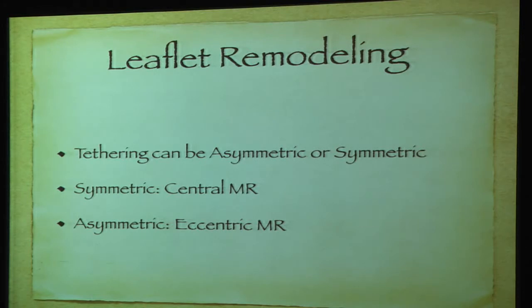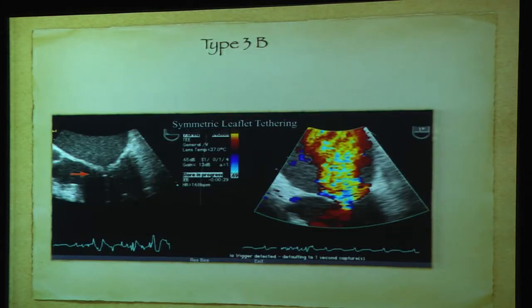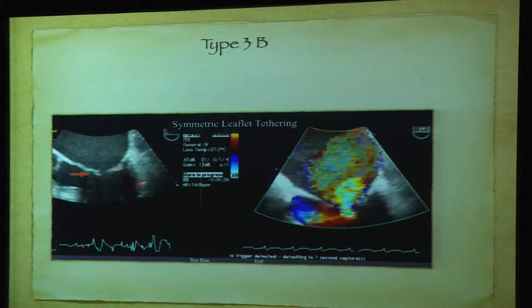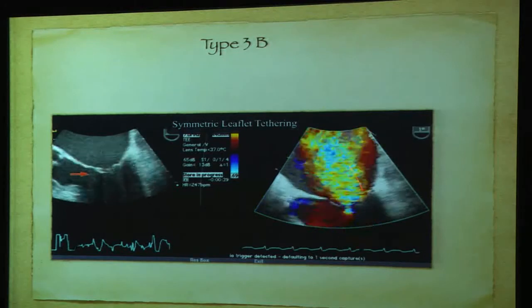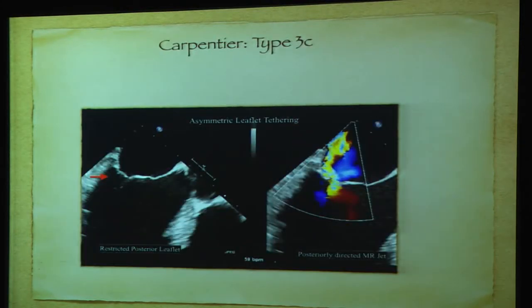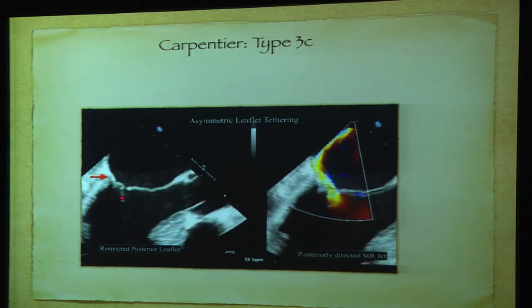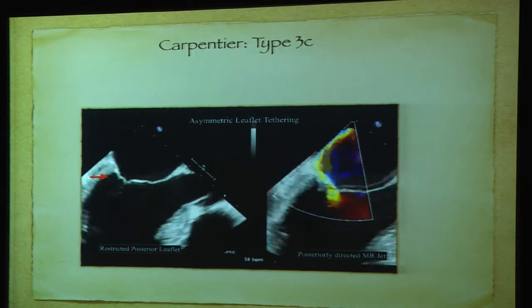Leaflet remodeling, the tethering can be asymmetric or symmetric. Asymmetric when you have an infarction, like a posterior infarction. Symmetric when you have a really bad dilated LV because of ischemic cardiomyopathy or dilated cardiomyopathy, which just has a symmetric dilation that causes symmetric tethering. Symmetric will cause central MR, which is right here. You can see both the leaflets here. They are symmetrically pulled down apically. You see the apical displacement of the coaptation point causes severe central MR. Versus asymmetric, which in this case you can see the posterior leaflet is really restricted here. You have an eccentric looking MR jet.